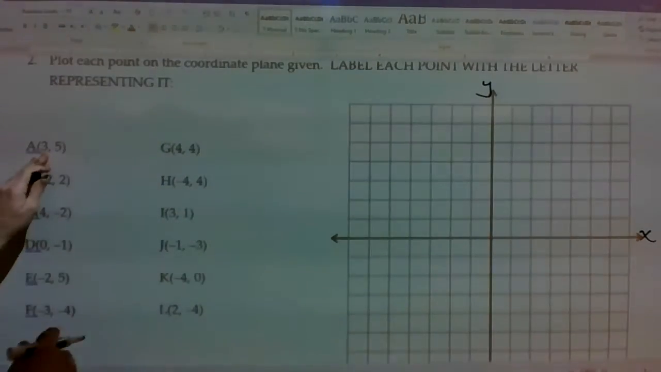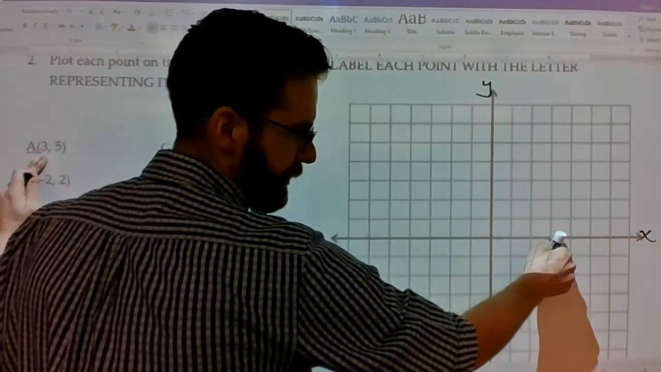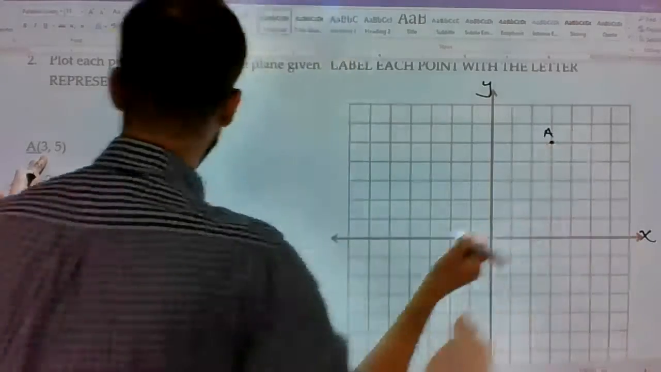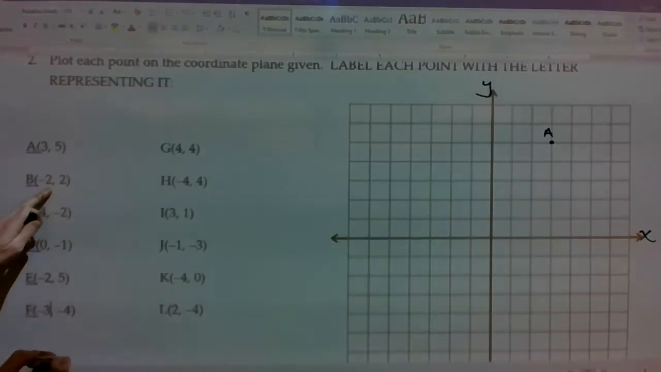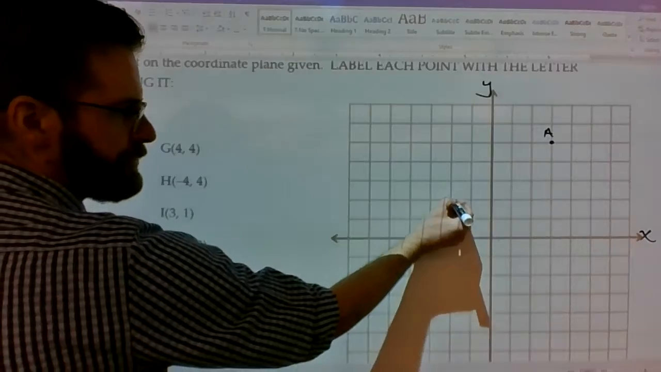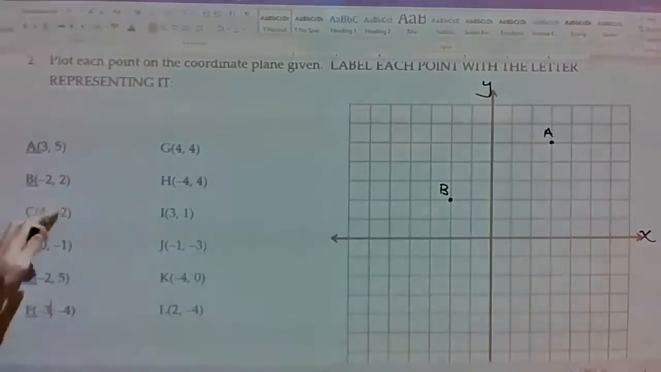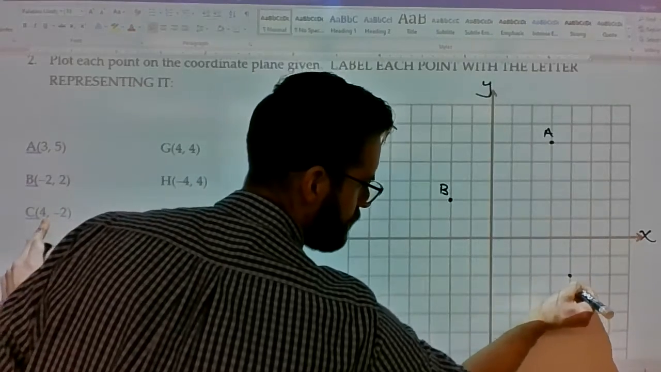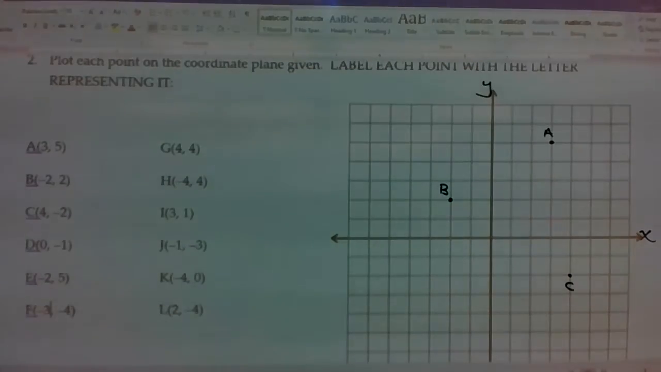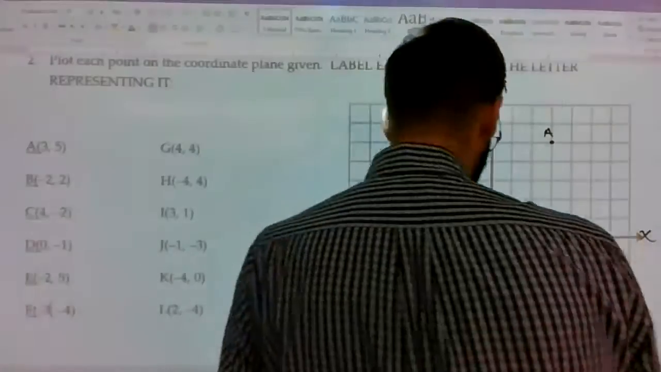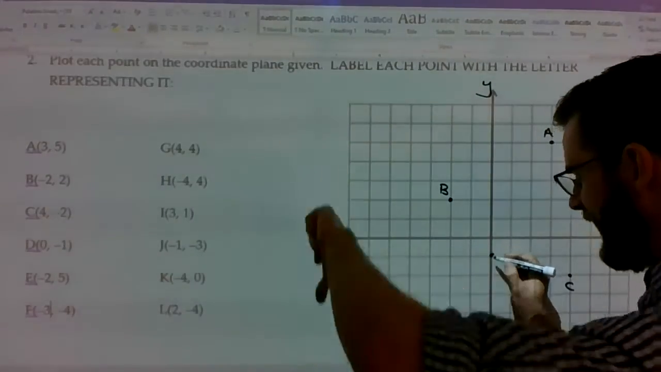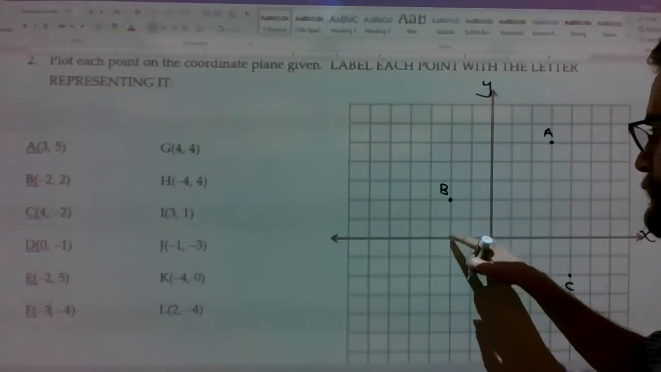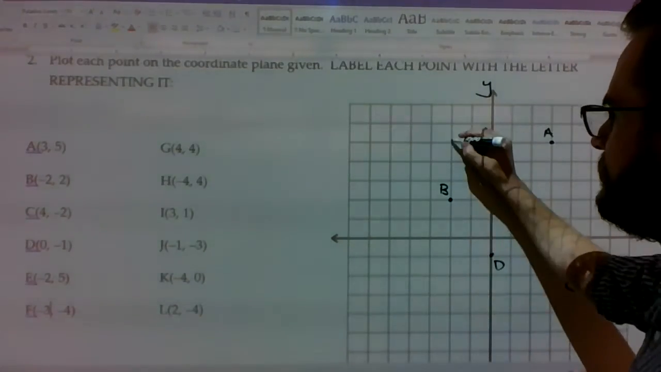So for A, I've got the coordinate 3, 5. That means right 3, up 1, 2, 3, 4, 5. I'd put a point here and label it A. B, -2, 2. That'd be left 2, up 2. And then I'm going to label it B. C, 1, 2, 3, 4, down 1, 2. D is 0, -1. So that's just going to go down 1 on the y-axis. E is -2, 5. So left 2, up 1, 2, 3, 4, 5.